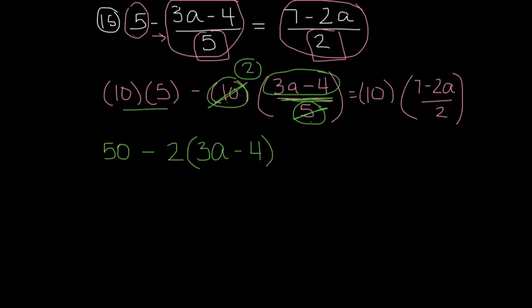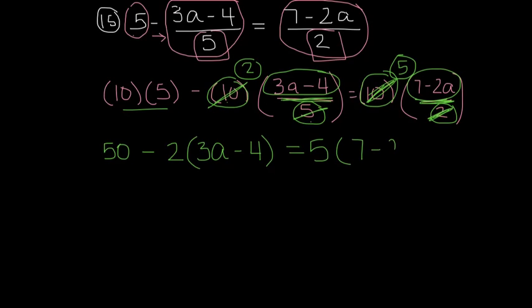Notice how I'm still keeping it in parentheses, because even though it was one numerator, it was made up of 2 terms. So I wanted to remind myself that that 3a minus 4 represented one numerator. So I kept it in parentheses. We're going to do the same thing to the other side. I have 10 divided by 2. 10 divided by 2 is 5, so the 2 cancels and this 10 can become a 5. So this really equals 5 times that numerator that I did not touch, so times the quantity 7 minus 2a.